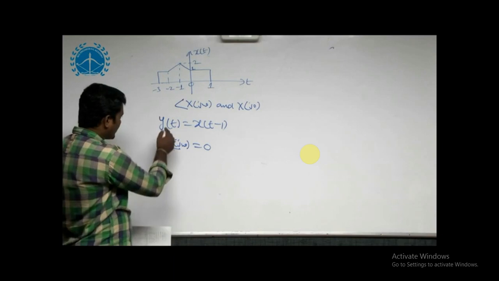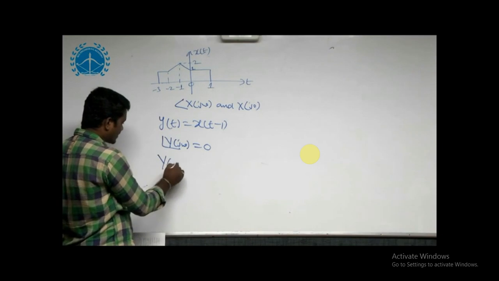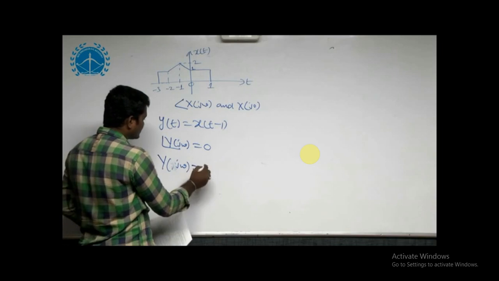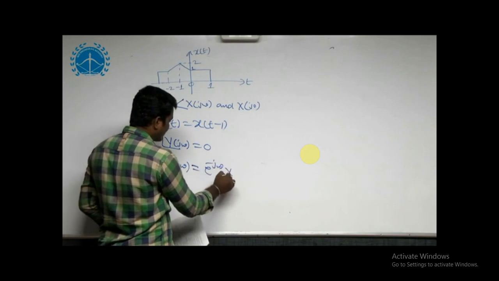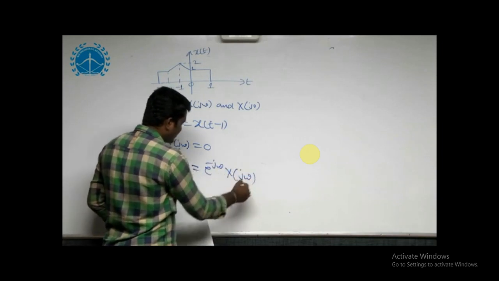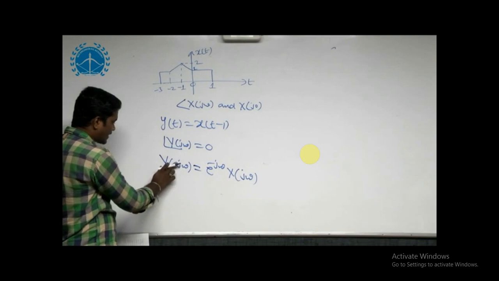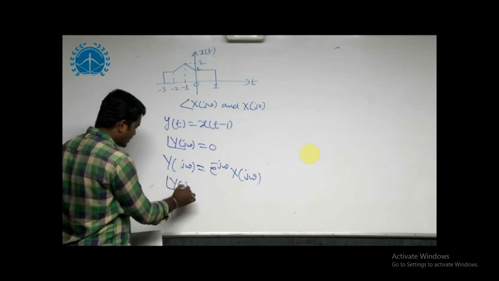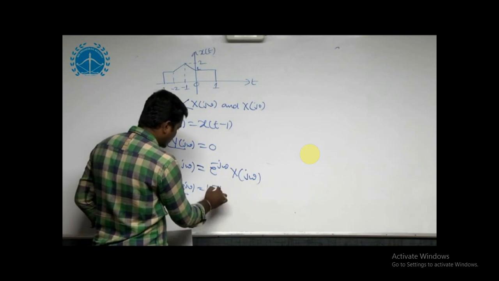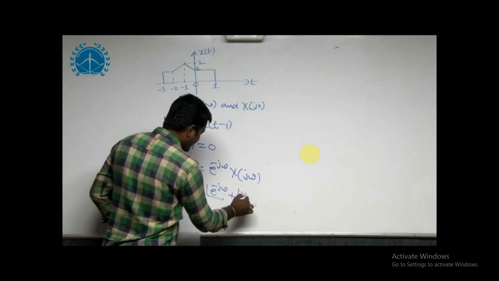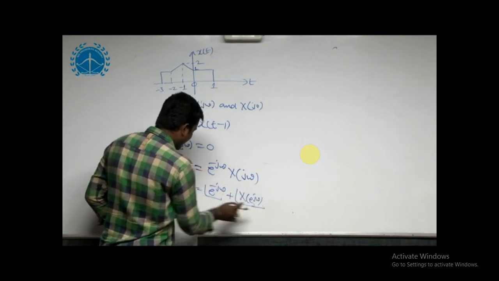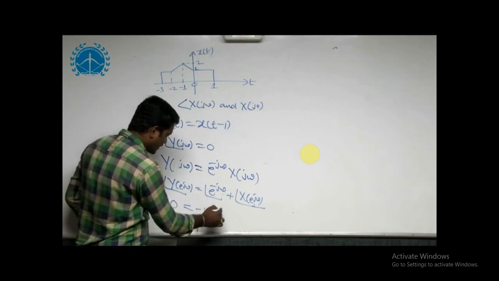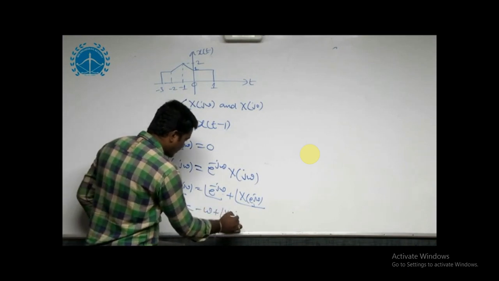So now if you apply Fourier transform to the above equation, Y of j omega is equal to e power minus j omega into X of j omega. If you apply angle on both sides, then angle of Y of e power j omega is equal to angle of this one plus angle of X of e power j omega. Angle of this one is minus omega, plus angle of X of e power j omega.